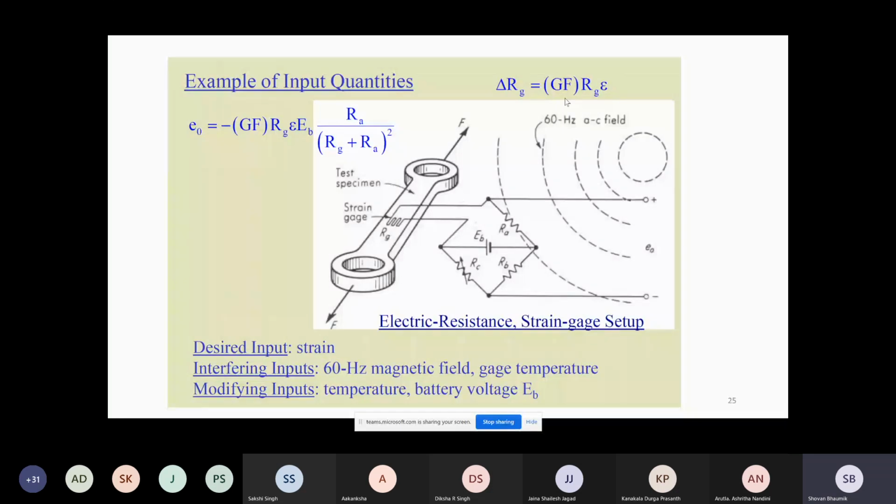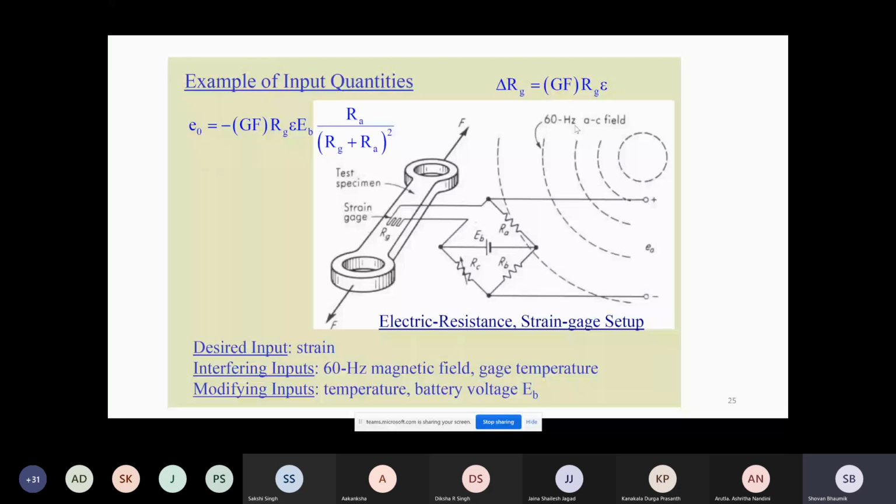This is very important. There is always an electric field because there is a power line going inside the lab and many other places. Here they said 60 hertz because in America the power frequency is 60 hertz. In India it is 50 hertz, so you should read 50 hertz here. There is a 50 hertz signal everywhere because of the power line. This signal will come and interfere, so this becomes an interfering input.